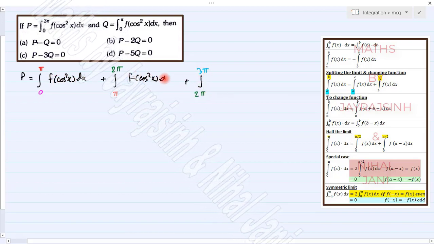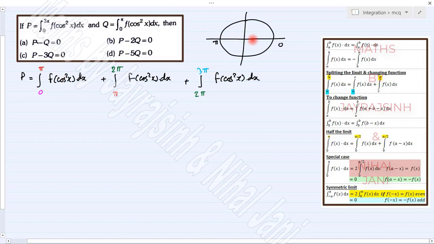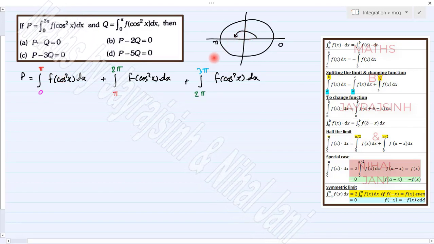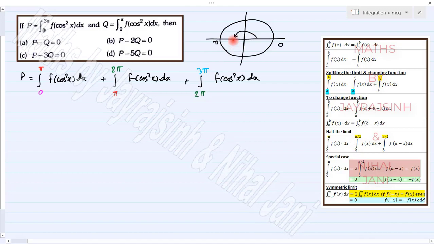We have function of cos square x. Now cos square x actually repeats itself after 0 to pi.